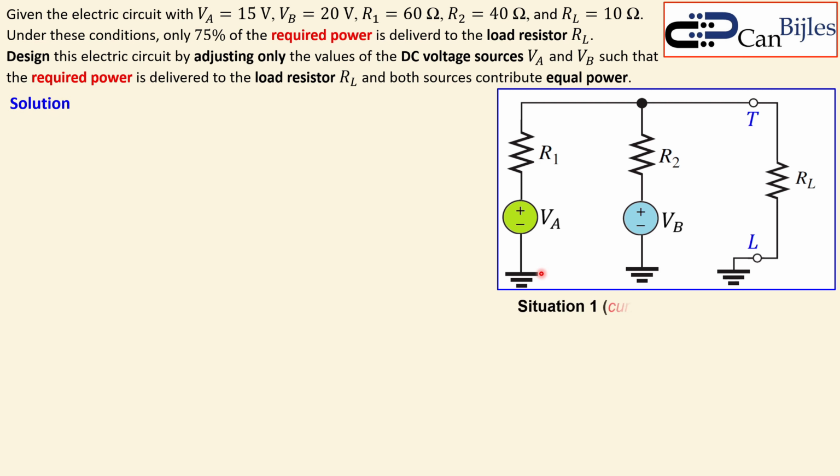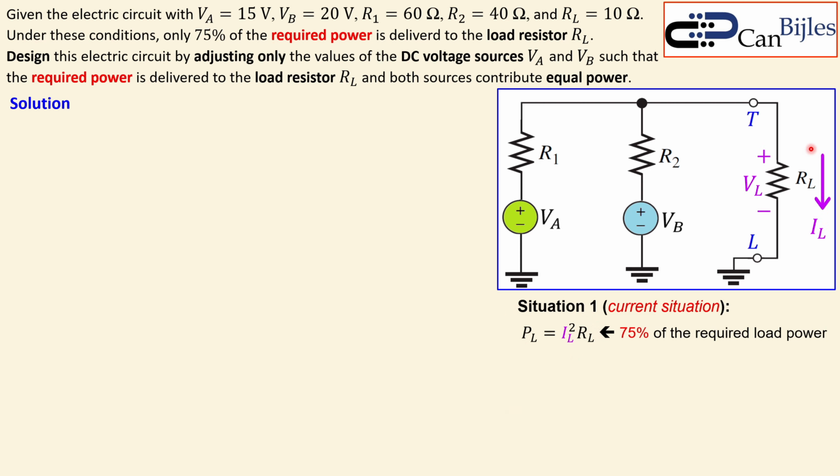Okay, look at the solutions. First, let's write down specifically what the situation is. The first situation is the current situation, what we have now. In this case, we have a load power given by the load current squared times the load resistor, and that is 75% of the required power. So this is the original case. And this is the load current flowing here, and this is the load voltage assigned here as shown.